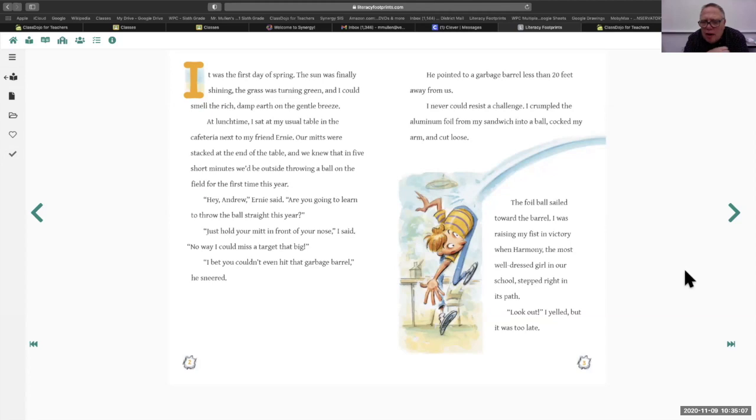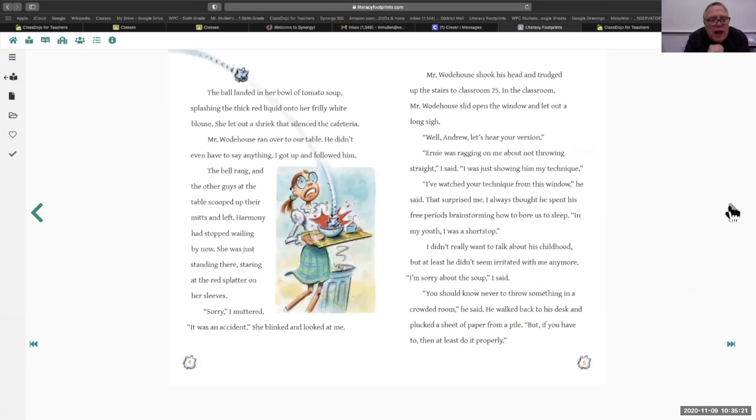I was raising my fist in victory when Harmony, the most well-dressed girl in our school, stepped right in its path. Look out, I yelled. But it was too late. The ball landed in her bowl of tomato soup, splashing that thick red liquid into her frilly white blouse. She let out a shriek that silenced the cafeteria. Mr. Wodehouse ran over to our table. He didn't even have to say anything. I just got up, followed him.